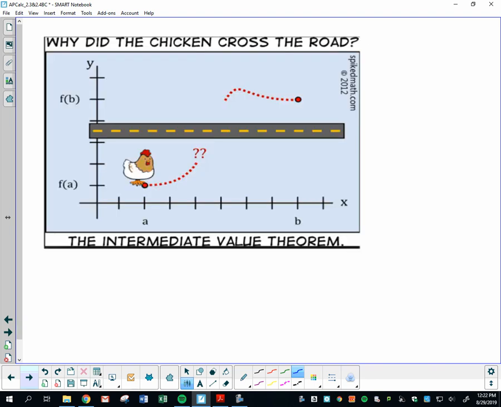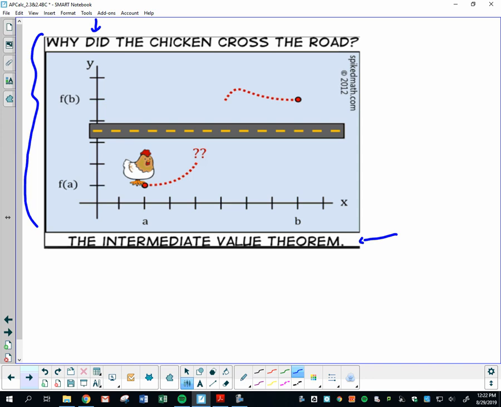And then this is a little joke that I would do in class, and I'd say something like, hey everybody, why did the chicken cross the road? And the answer is the intermediate value theorem. So what does that mean?